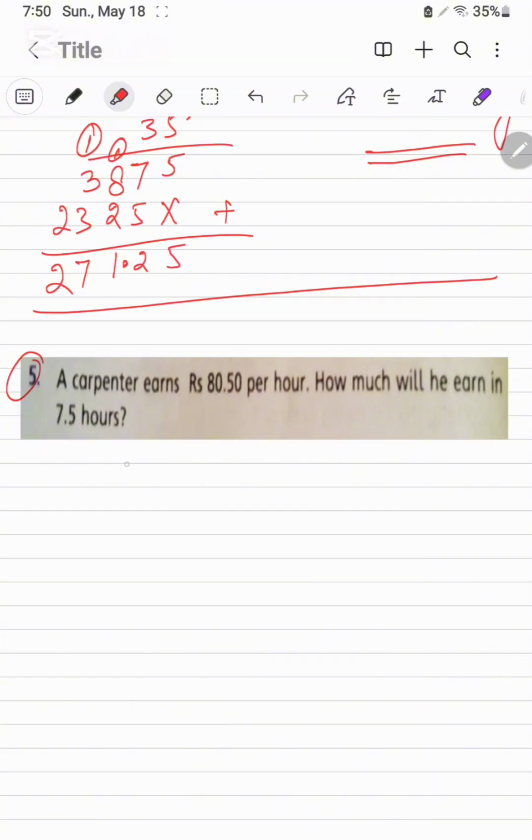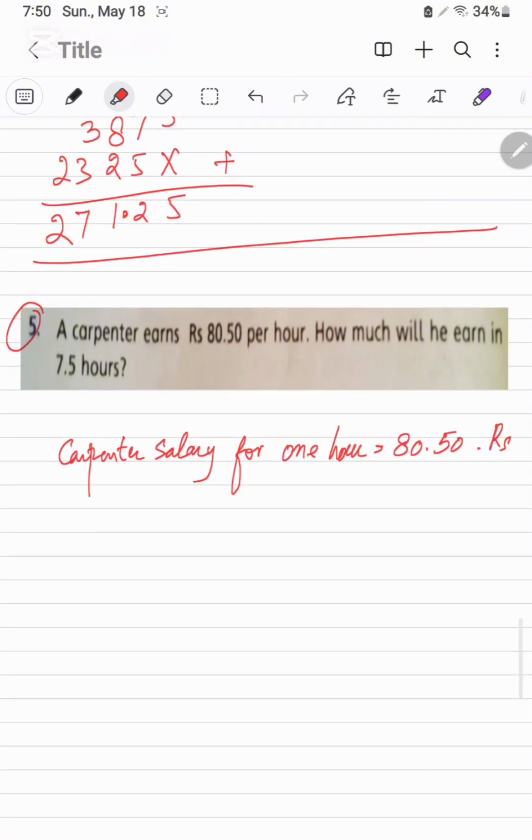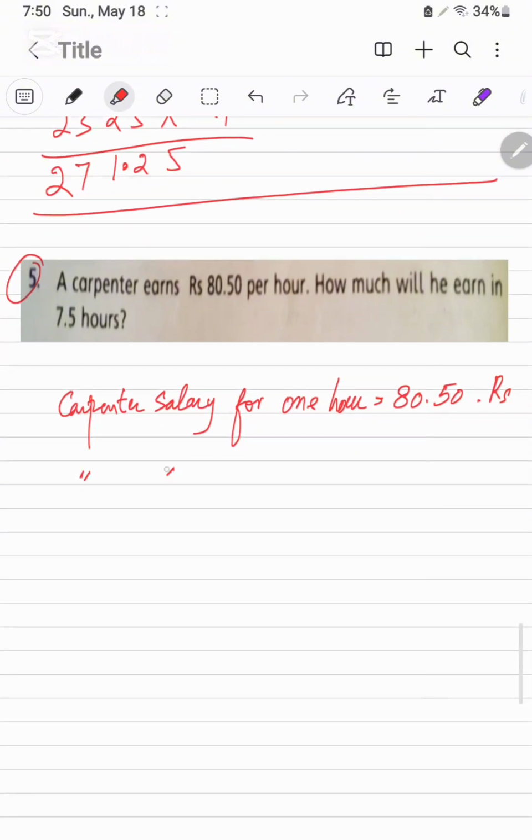And carpenter salary for 1 hour. It is 80.50 rupees. Next, carpenter salary for 7.5 hours.